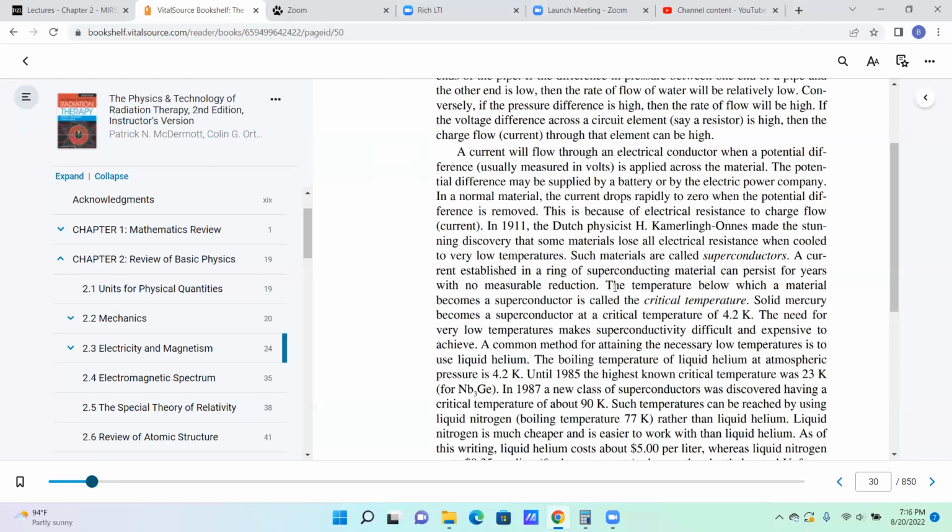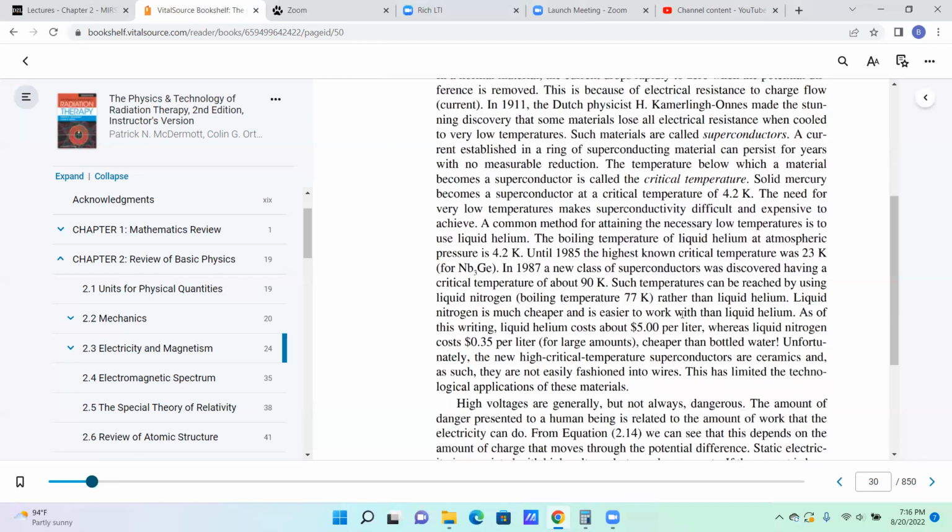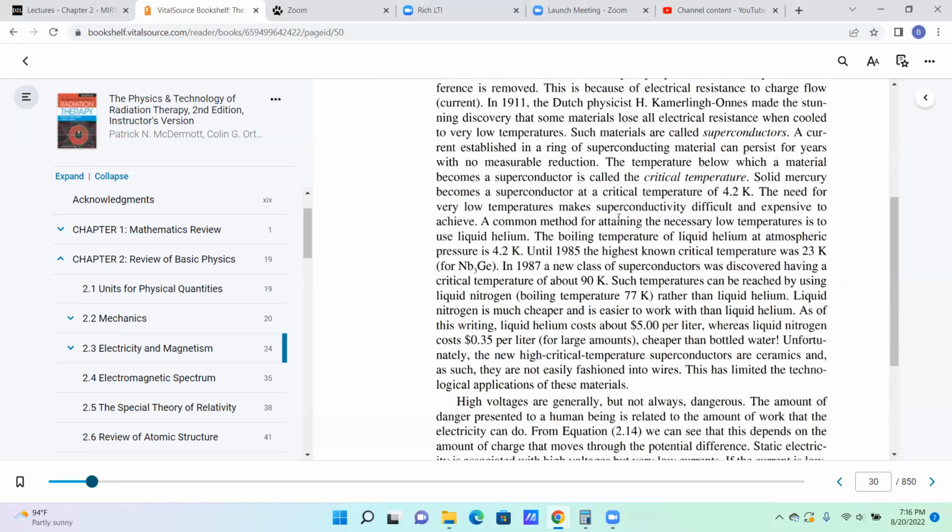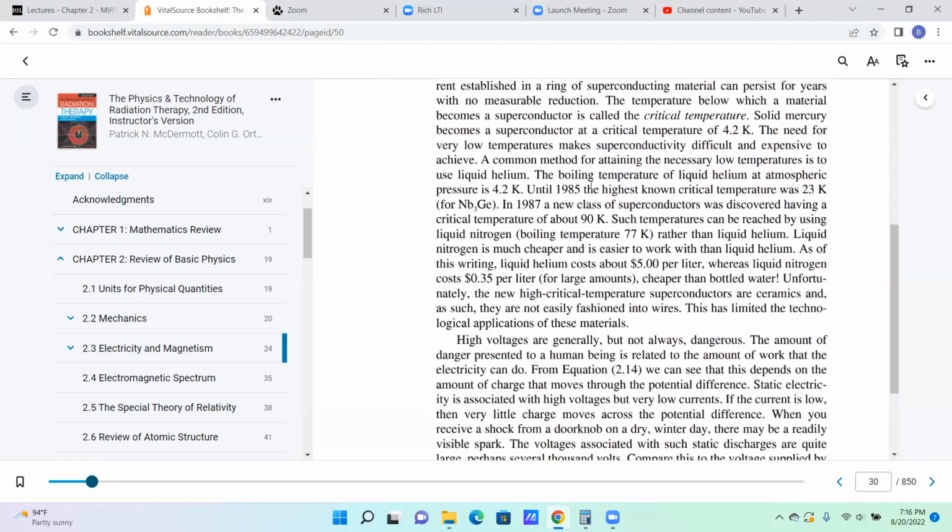So the temperature below which a material becomes a superconductor is called the critical temperature. Solid mercury becomes a superconductor at 4.2 Kelvin, which is extremely cold. So the need for very low temperatures makes superconductivity difficult and expensive to achieve. So a common method for attaining the necessary low temperatures is to use liquid helium. The boiling temperature of liquid helium at atmospheric pressure is 4.2 Kelvin.